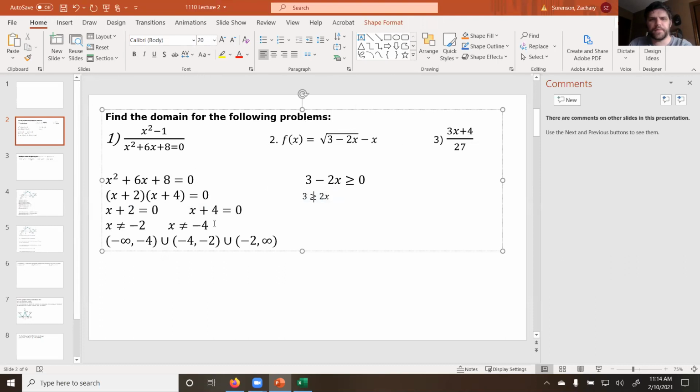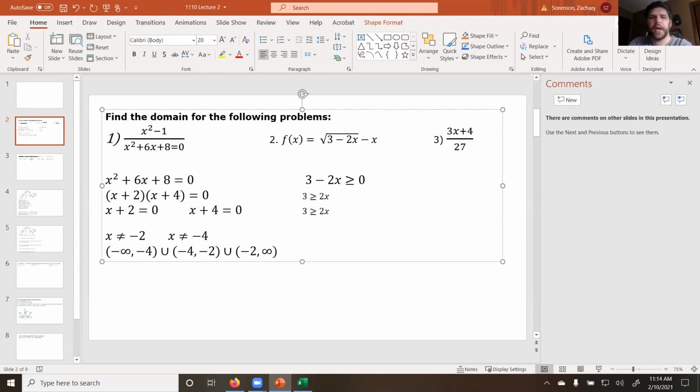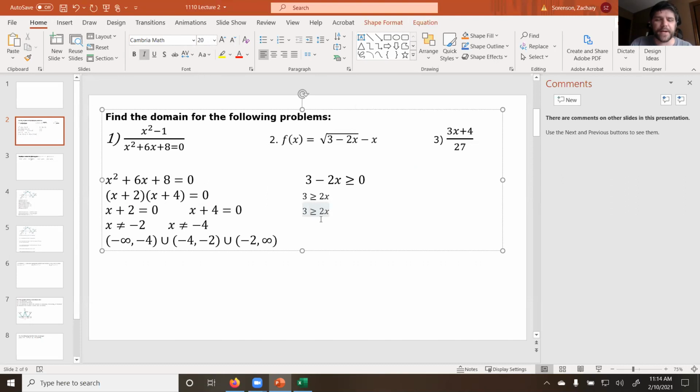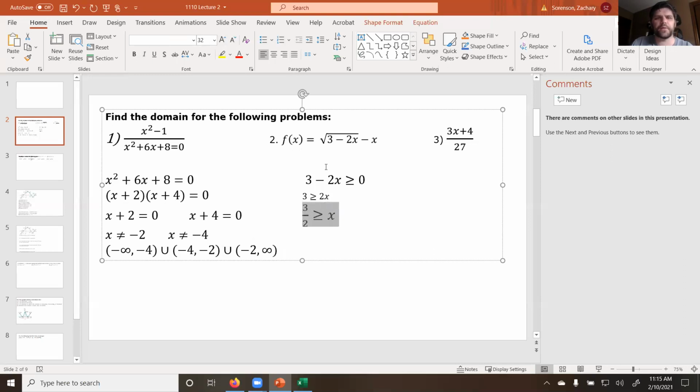I would divide by 2. If you did it the other way, if you subtracted 3 from both sides and then divided by -2, perfectly fine. But make sure that when you're dividing both sides by a negative number, you flip the sign. I like to avoid negative, so I just moved my negative number over.